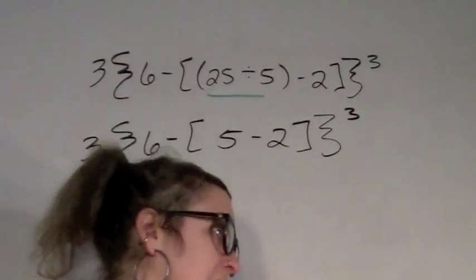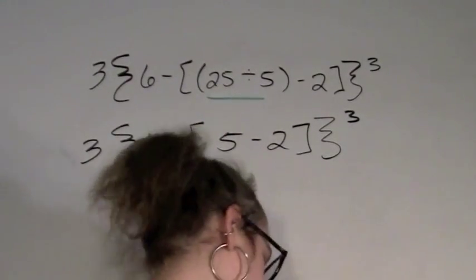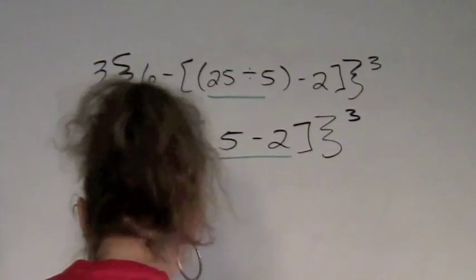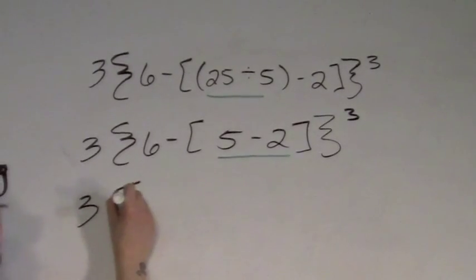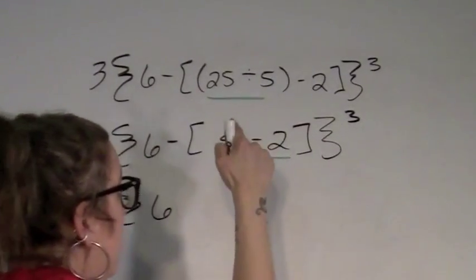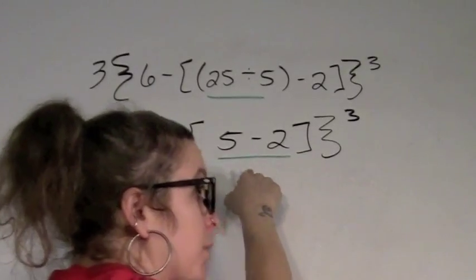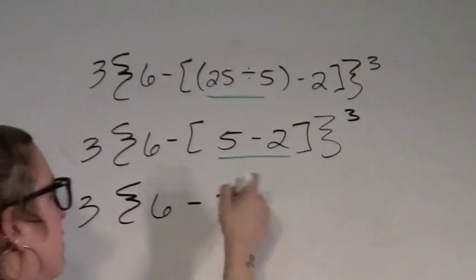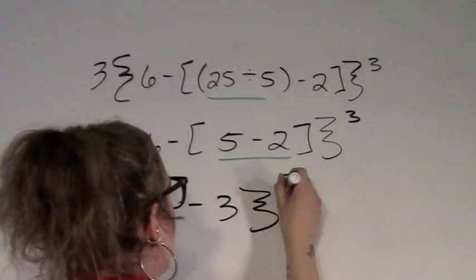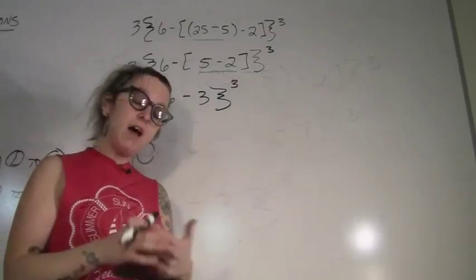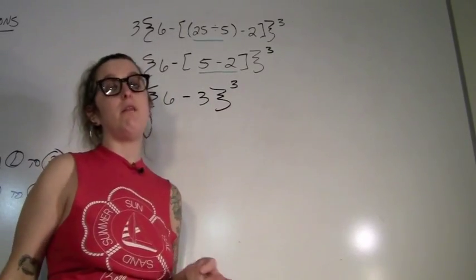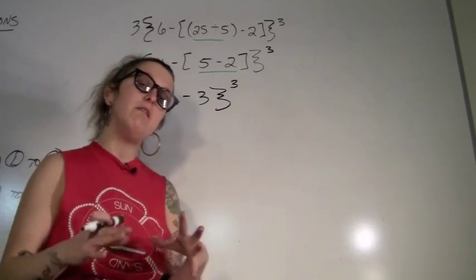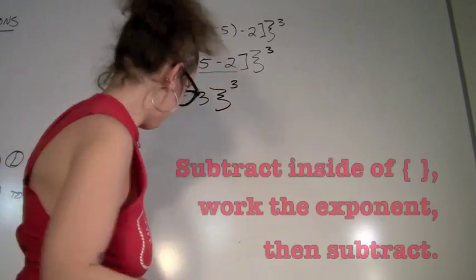So now I got some subtraction in the bracket, so I'm going to do that next. Okay, this is going to be a positive answer, so I'm going to take the brackets away. This minus sign is this minus sign. So we got times, subtract, and exponents left to do. We're going to subtract first on account of that subtraction is inside the braces. Okay?